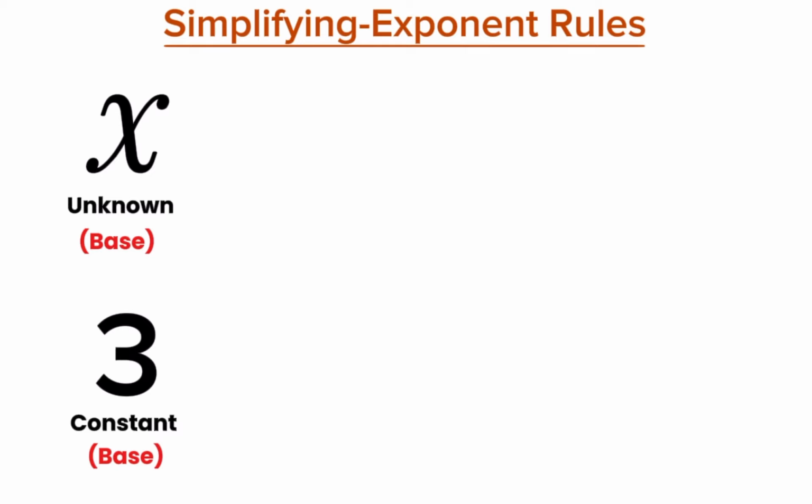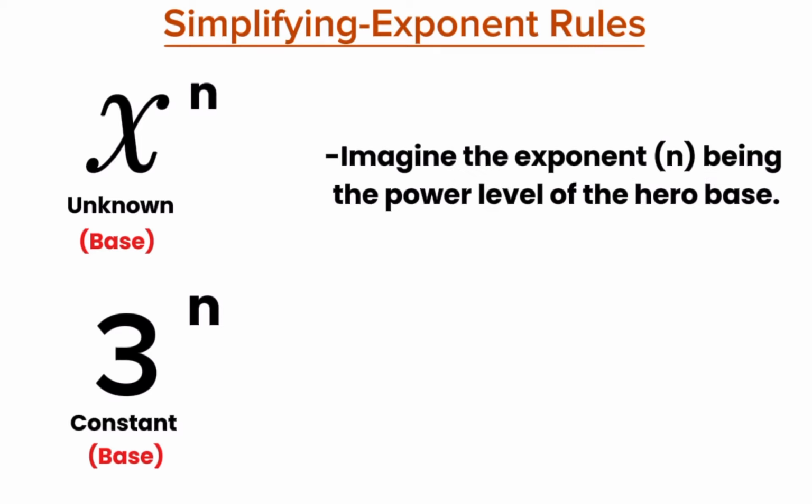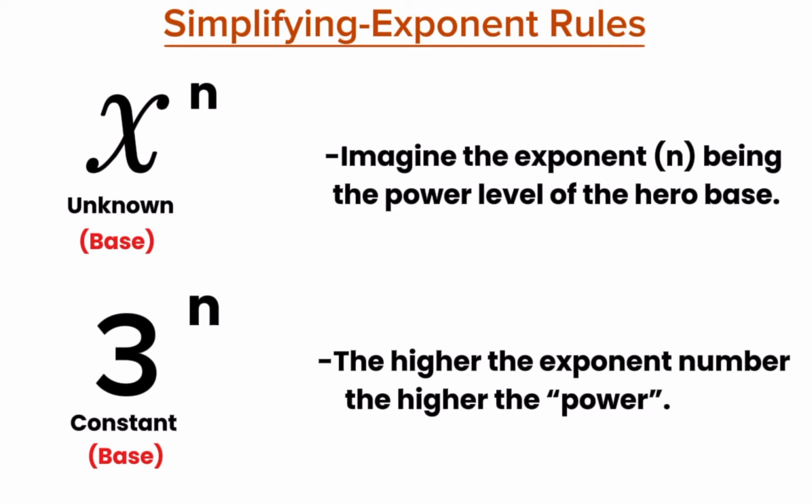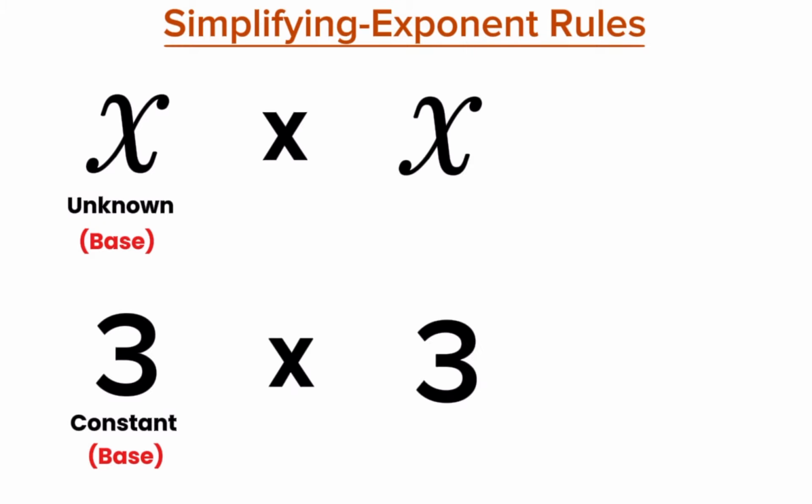Exponents are the little number at the upper right corner of the base. Pretend that they represent the power level of the superhero. The higher the exponent number, the higher the power level. The power increases when the base multiplies with itself, and therefore the exponent number tells you the exact number of times the base has multiplied itself.